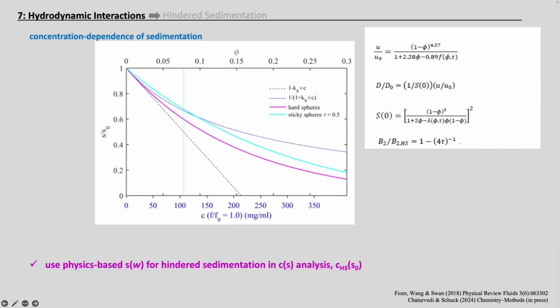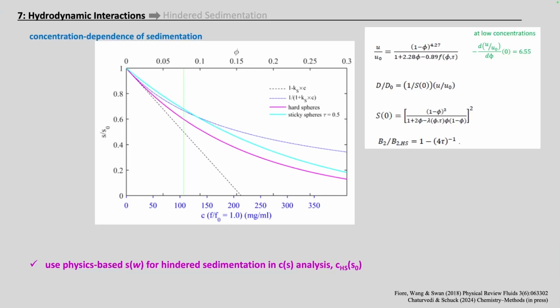And here are the key equations. The expressions are framed as a relative velocity u as a function of occupied volume fraction phi. Sedimentation and diffusion are coupled through the structure factor. Stickiness is expressed using a Baxter temperature tau, which directly relates the second virial coefficient to that of hard spheres. For small volume fractions, the expressions converge to Batchelor's predictions.